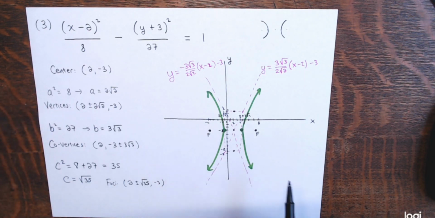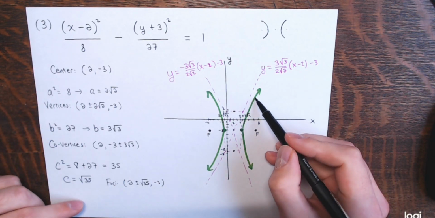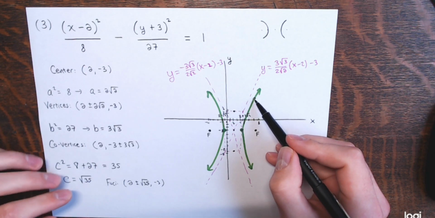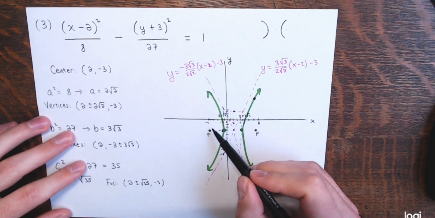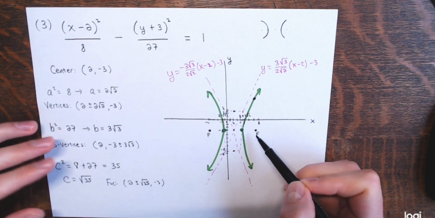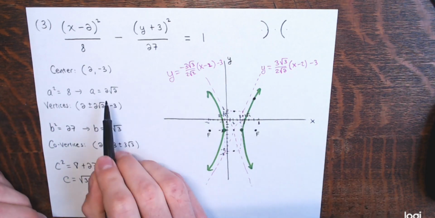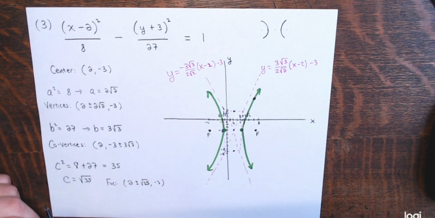And again, the whole setup is, if you were to take any point on the hyperbola, anywhere on the curves, take the distance to one focus, the distance to the other focus, and subtract them, it would always be 4 times the square root of 2, whatever 2a is.